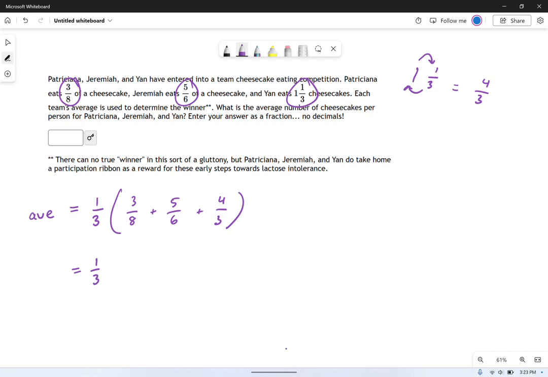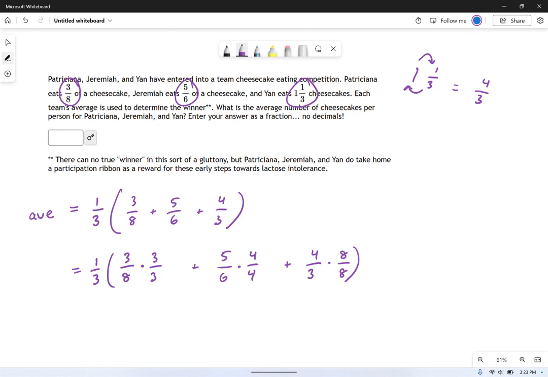So I'm going to convert all of these fractions to common denominators so I can add them up. And if you think of 8, 6, and 3, those have a common denominator of 24, I think. So I need to multiply this one by a crazy one of 3/3. And the next one, 5/6, I need to multiply by 4/4. And the final one, 4/3, I need to multiply by 8/8.